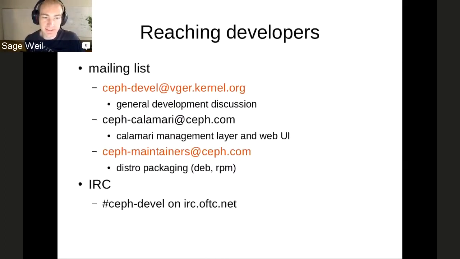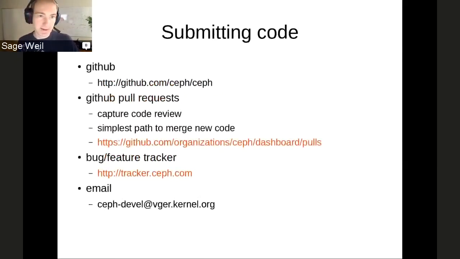There's also a Ceph maintainers list that not too many people know about, but that's where the Debian and Fedora and Ubuntu package maintainers make sure that all the Ceph packages are doing everything the right way and can get properly included in all the downstream distros. You should get on one or all of those lists, depending on your interest. And of course, IRC is really the best place to find us all: ceph-devel on irc.oftc.net.